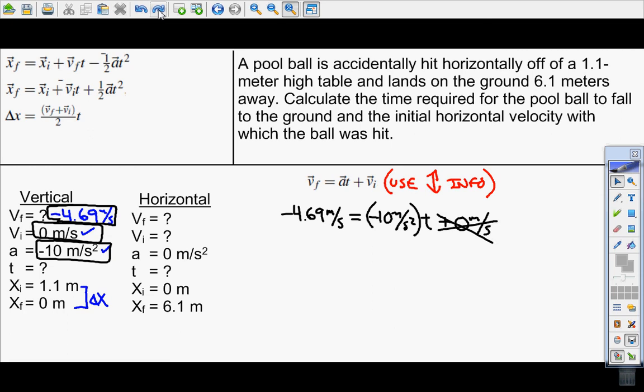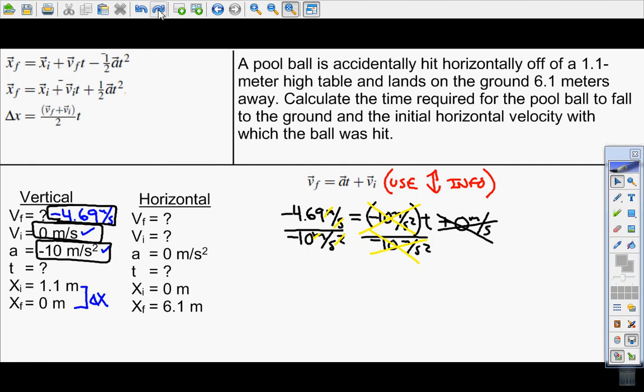I can ignore that 0, and I'm left with just negative 4.69 meters per second equals negative 10 meters per second squared times t. I'm learning in algebra that I can divide both sides by negative 10 meters per second squared. That will get rid of the negative 10 meters per second squared attached to my time. So those cancel out, and I'm left with time equals whatever that is. Notice all my units on the left are going to cancel each other out. Meters cancel out meters, one of the seconds cancels out one of the other seconds, and I'm left with just seconds for time.